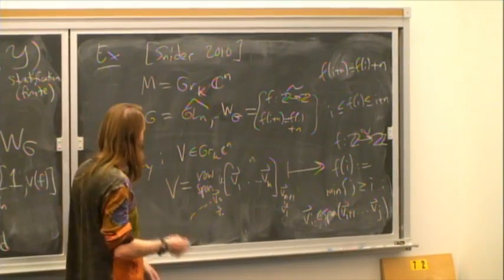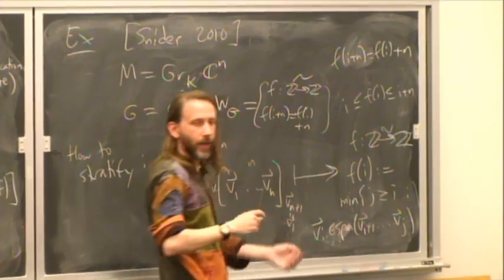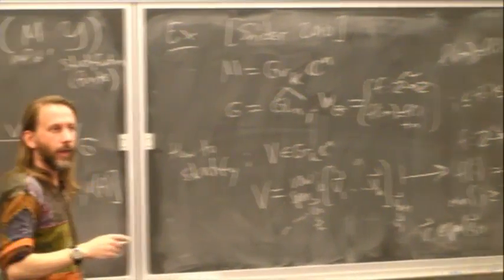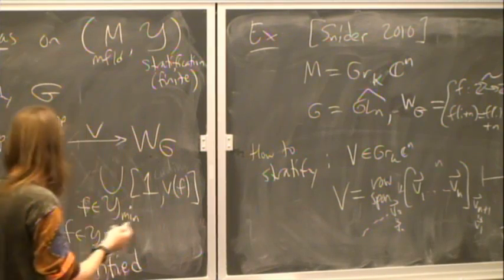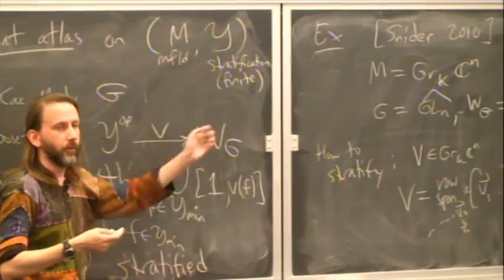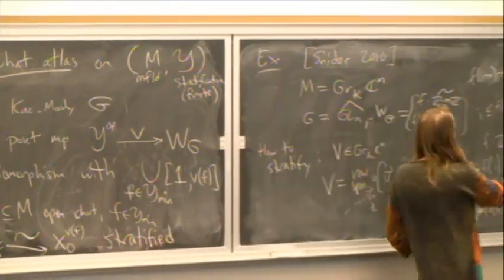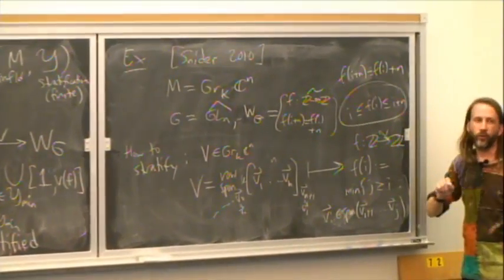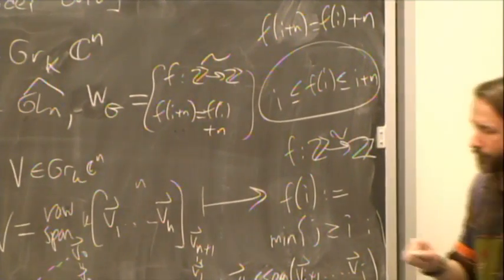So what I have here is a rule that takes a point in the Grassmannian and assigns to it an element of the affine Weyl group. And that's how I'm going to stratify the Grassmannian and have the strata correspond with part of the affine Weyl group. I don't get the full affine Weyl group. I only get the parts with these conditions, so I only get a finite set in it.